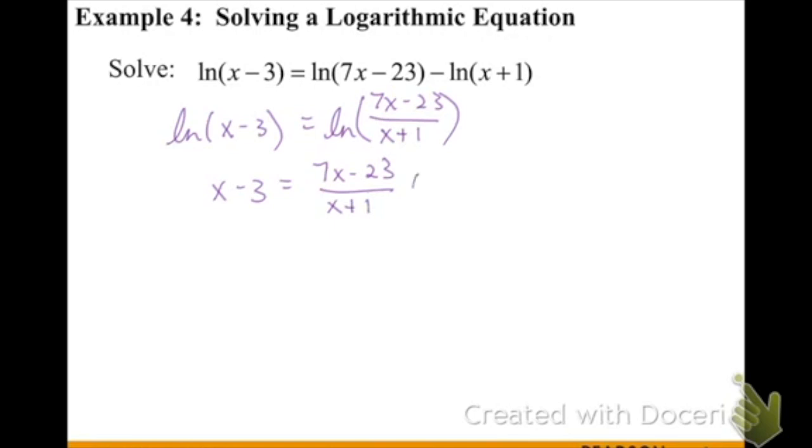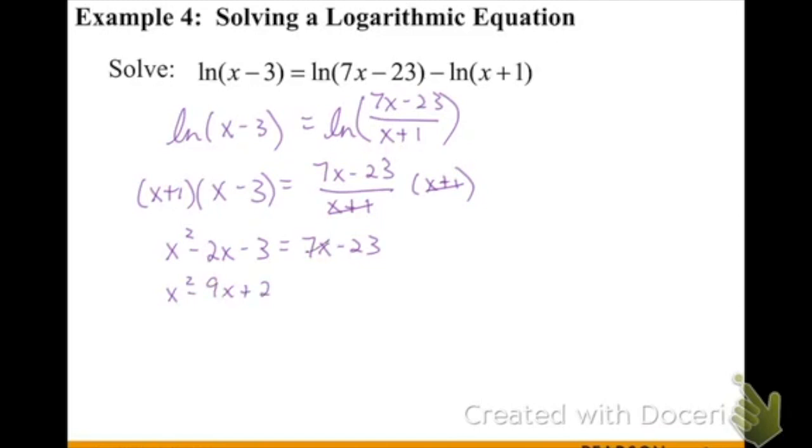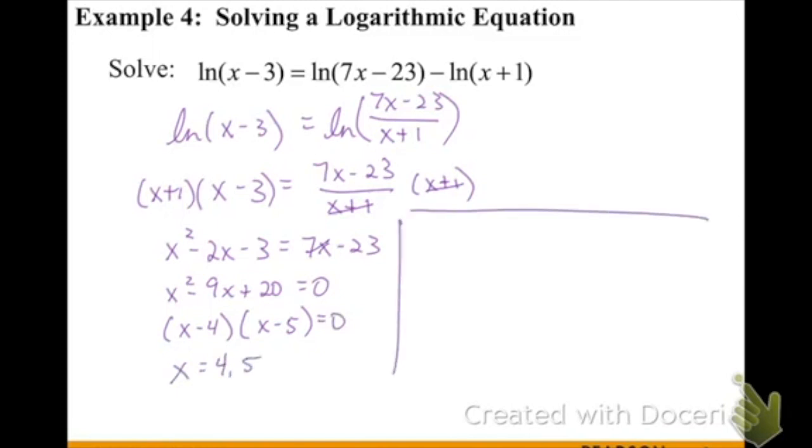I'm going to start by multiplying each side by the expression x plus 1 to get rid of that denominator. On the left side, when I FOIL, I'll get x squared minus 2x minus 3, and on the right side, 7x minus 23. Now I notice that I need to solve this quadratic, so I'll subtract my 7x over and add my 23. Let's try to factor. Two numbers that multiply to give me positive 20 and combine to give me negative 9. I believe that'll be negative 4 and negative 5. I can set those each equal to 0, and my two potential answers are positive 4 and 5.